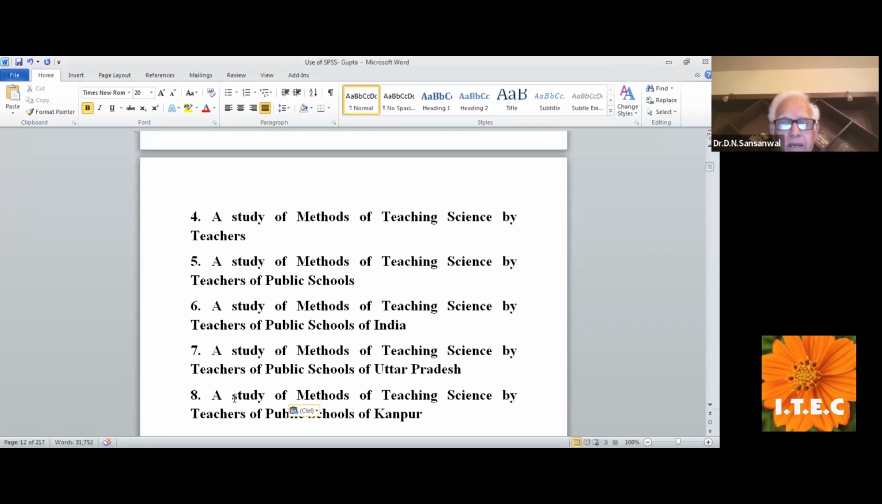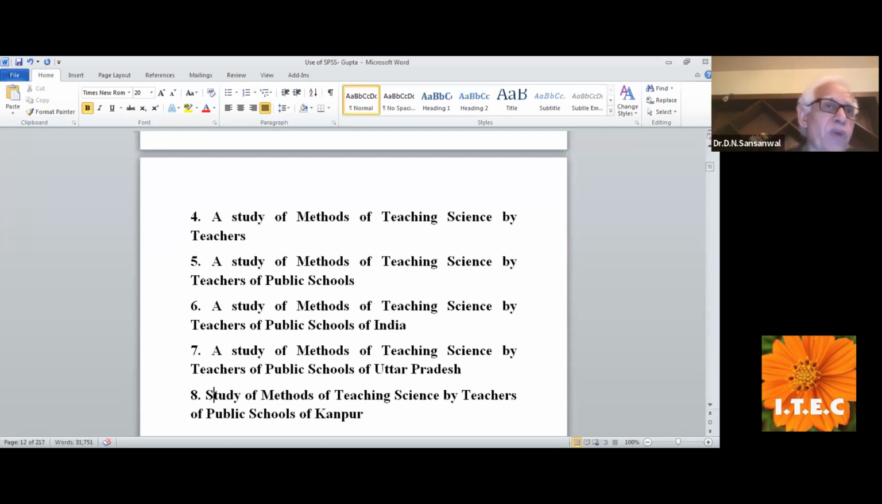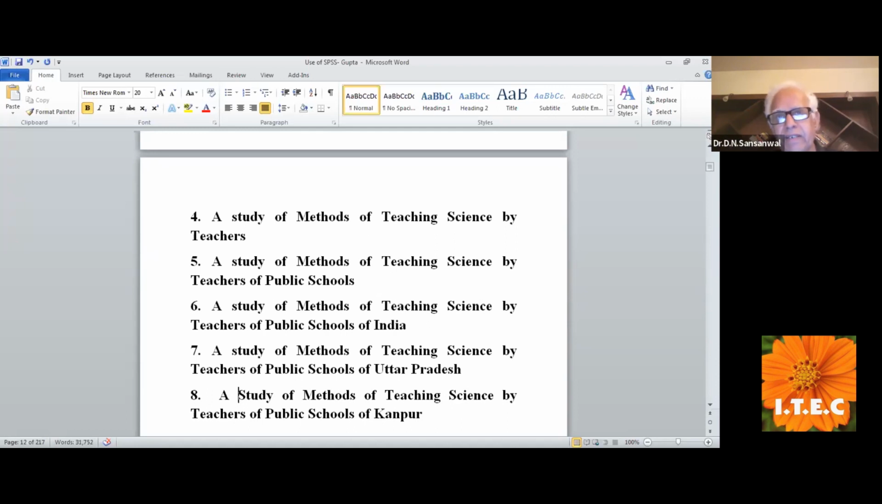Now many people say that you do not use the word a, you use the words study of models, study of methods of teaching science. This is technically wrong, grammatically wrong. Because it cannot be study, it has to be a study. So a large number of the titles you will find in Shodh Ganga are wrong.